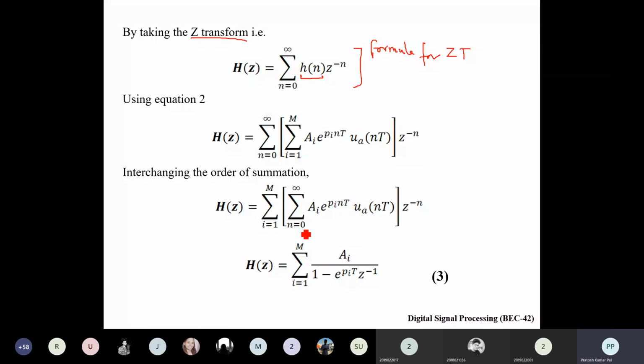Once we replace n equals 0 to infinity, we are going to add Ai, plus Ai into e to the power Pi T. Based on the powers of T, e to the power Pi T, then 2 Pi T, similarly it keeps increasing. So it is like a GP of infinite terms. Its value will be given with Ai as a constant taken outside.